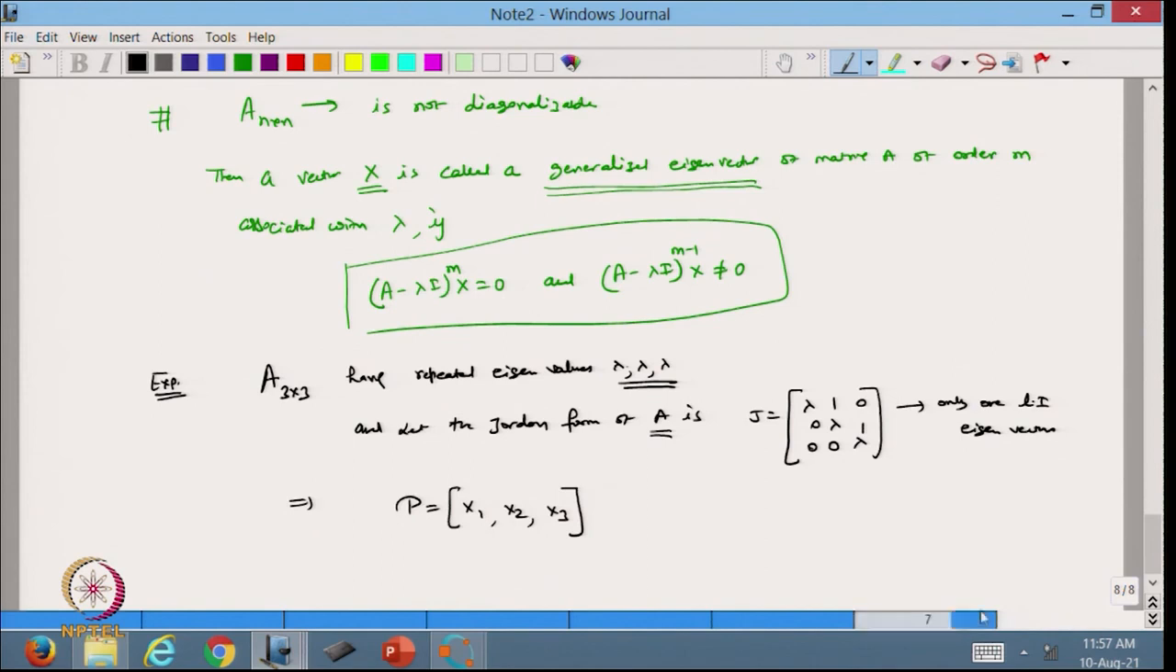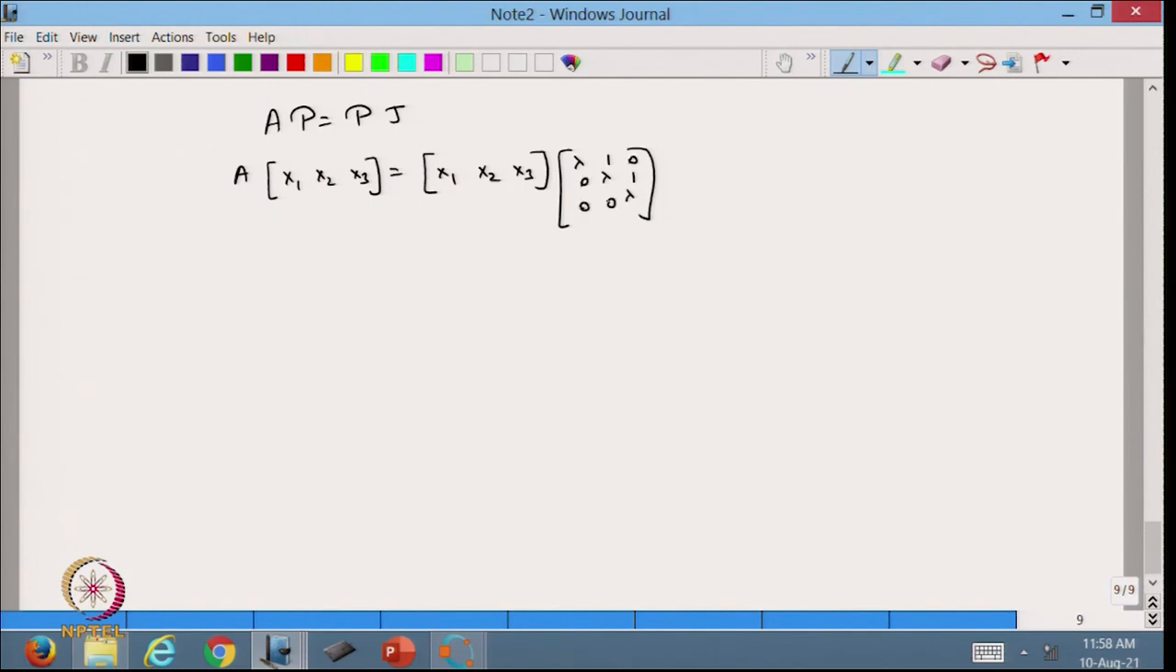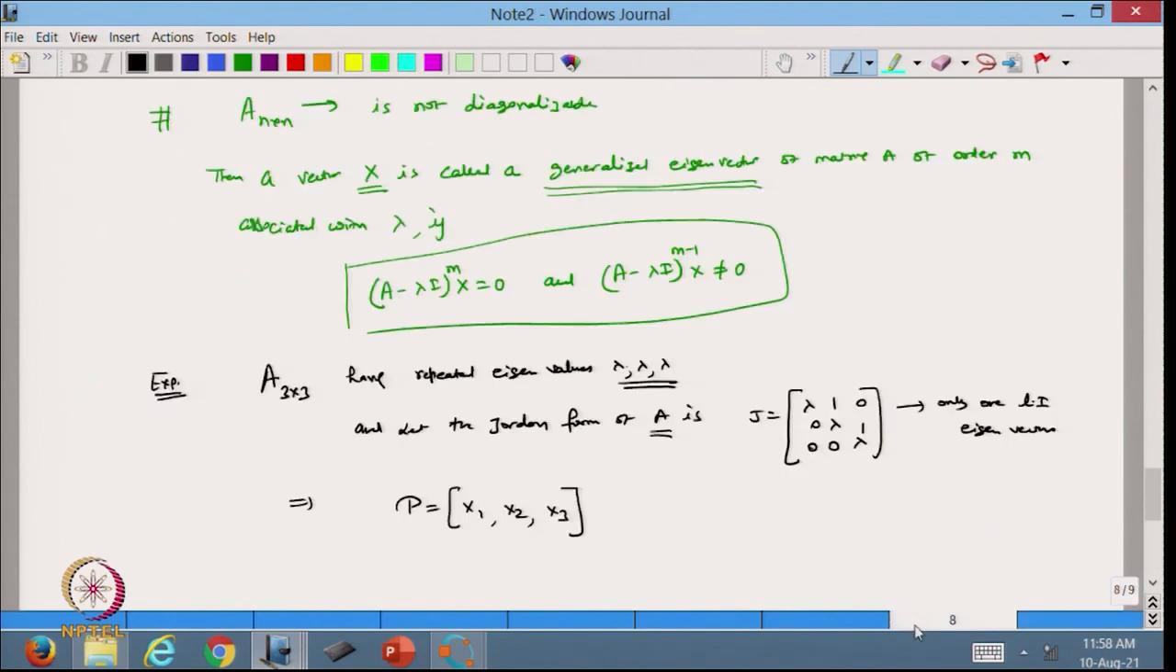Let us write like this, and from here I get my matrix A P is equal to P J. So, I can write this is my A and this is x 1, x 2, x 3, all the eigenvectors written as column vectors, and this I can write as x 1, x 2, x 3 times J, where J is lambda, lambda, lambda, 1, 1, 0. This is given because I have taken that my matrix A has a repeated eigenvalue and the Jordan form is of this form, the Jordan matrix.